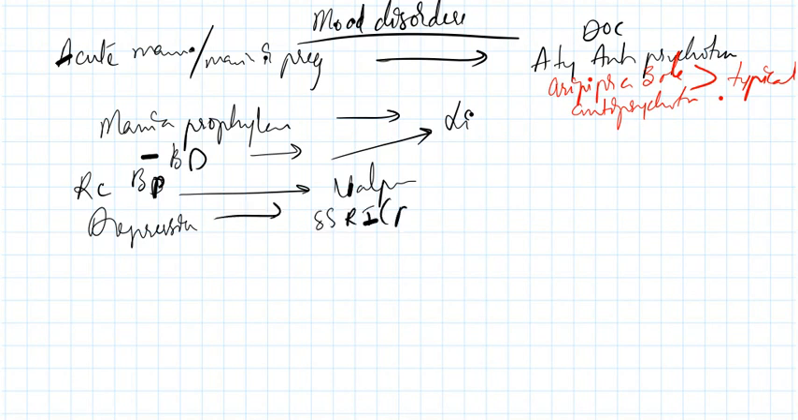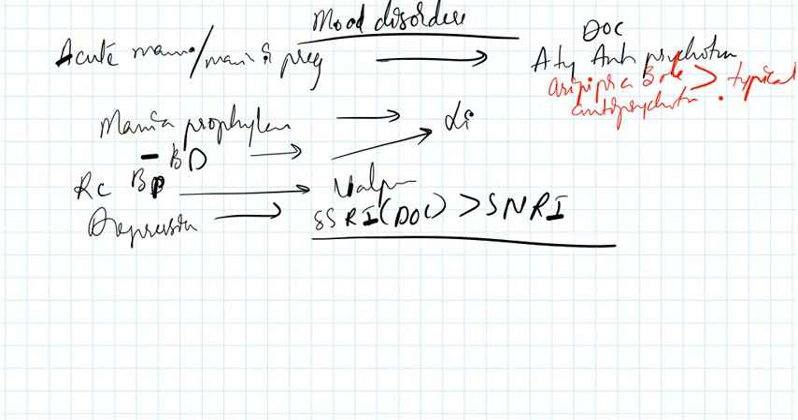Okay? Now, if the patient is suffering from severe depression, you go for SSRI as the drug of choice, followed by selective noradrenaline reuptake inhibitor. Remember this: the drug of choice for depression is always SSRI. Now, if SSRIs are not there, you can go for SNRIs also. Right?